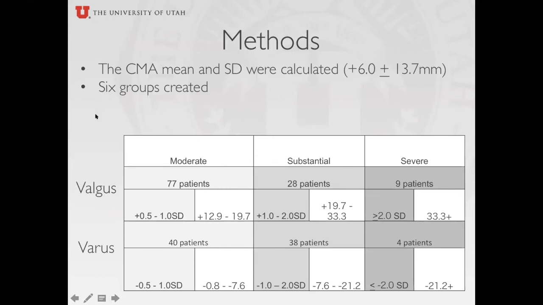So once we calculated the calcaneal moment arm mean and standard deviation, we created 6 different groups based on this. So a moderate, substantial, and severe varus and valgus group. Again, the patients that were within a half a standard deviation of the mean were excluded. Patients that were a half a standard deviation to 1 standard deviation from the mean were the moderate varus and valgus groups. The patients that were 1 to 2 standard deviations from the mean were the substantial varus and valgus groups, and then those greater than 2 standard deviations from the mean were severe varus and valgus. And you can see how the patients break down here.